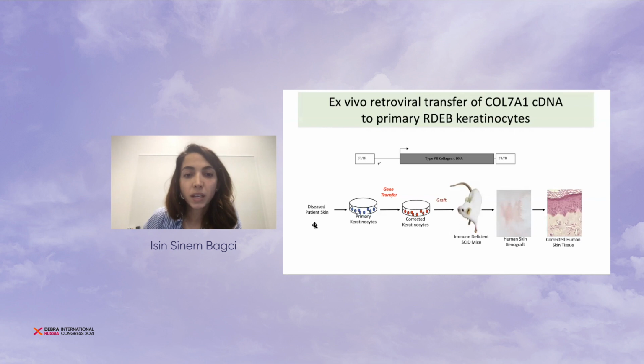Skin biopsies were taken from RDEB patients. Their keratinocytes were separated from the remaining tissue and transduced, or the missing gene, collagen 7A1, was transferred using this retroviral vector. The corrected keratinocytes were grafted on immune deficient mice, and the xenograft was biopsied after the treatment to assess efficacy.